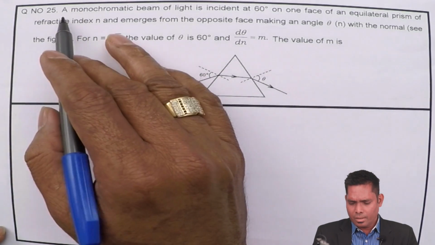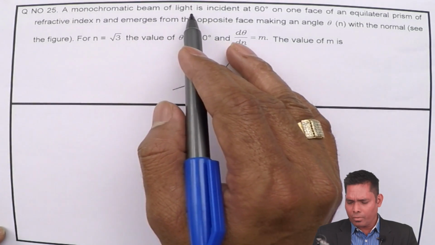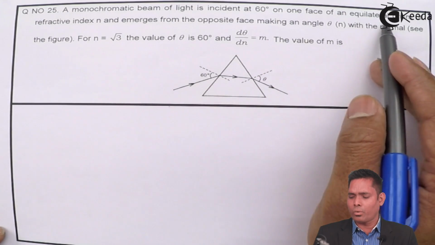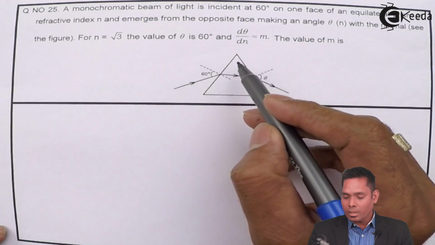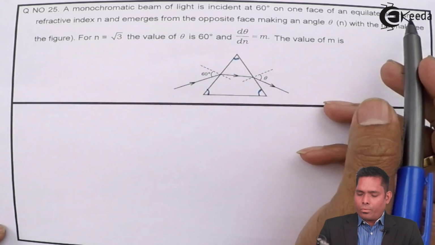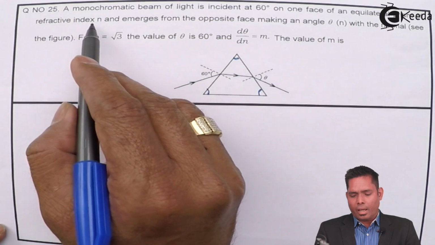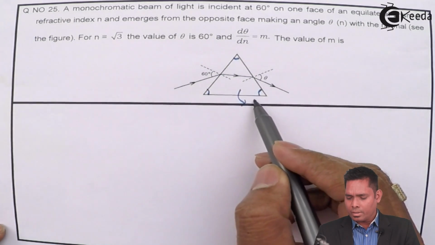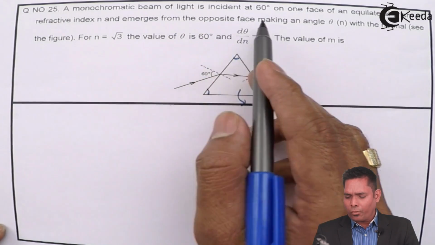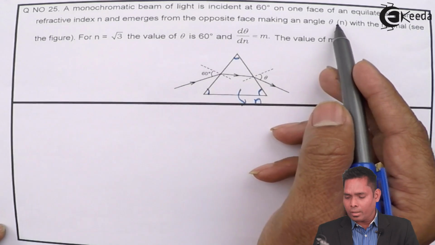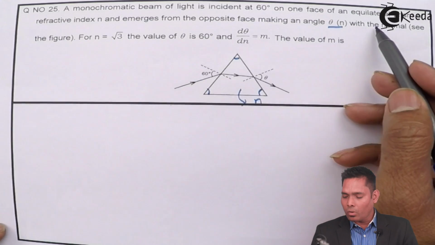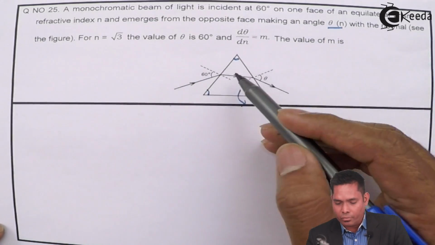The question is: a monochromatic beam of light is incident at 60 degrees on one face of an equilateral prism. So this angle is 60, this angle is 60 and this angle is 60. The prism is of refractive index n, and the light emerges from the opposite face making an angle theta with the normal, which varies with n, as you can see in the figure.